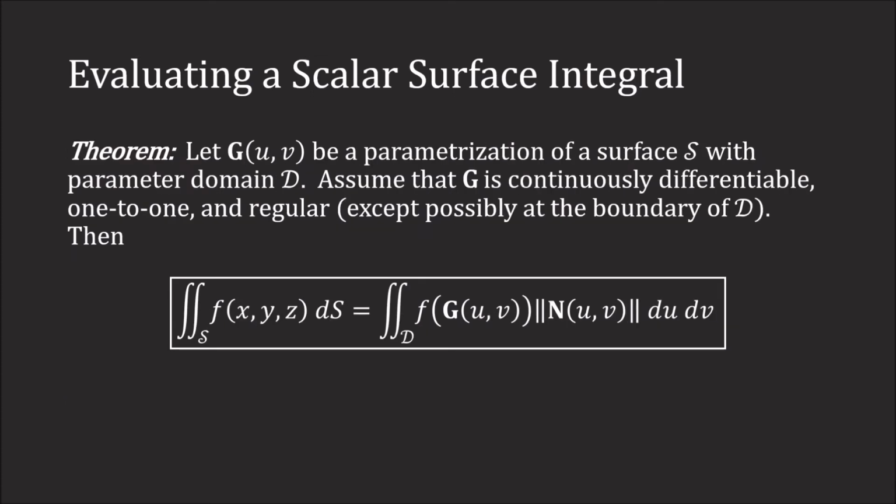G of U V is the parametrization of a surface S with parameter domain D. Obviously, G has to be continuously differentiable, one-to-one, and regular, except possibly at the boundary of D. Then to integrate the scalar function f of xyz over the surface S, we do the double integral over the parameter domain D of f evaluated at the parametrization times the norm of the outward pointing normal vector, dU dV.